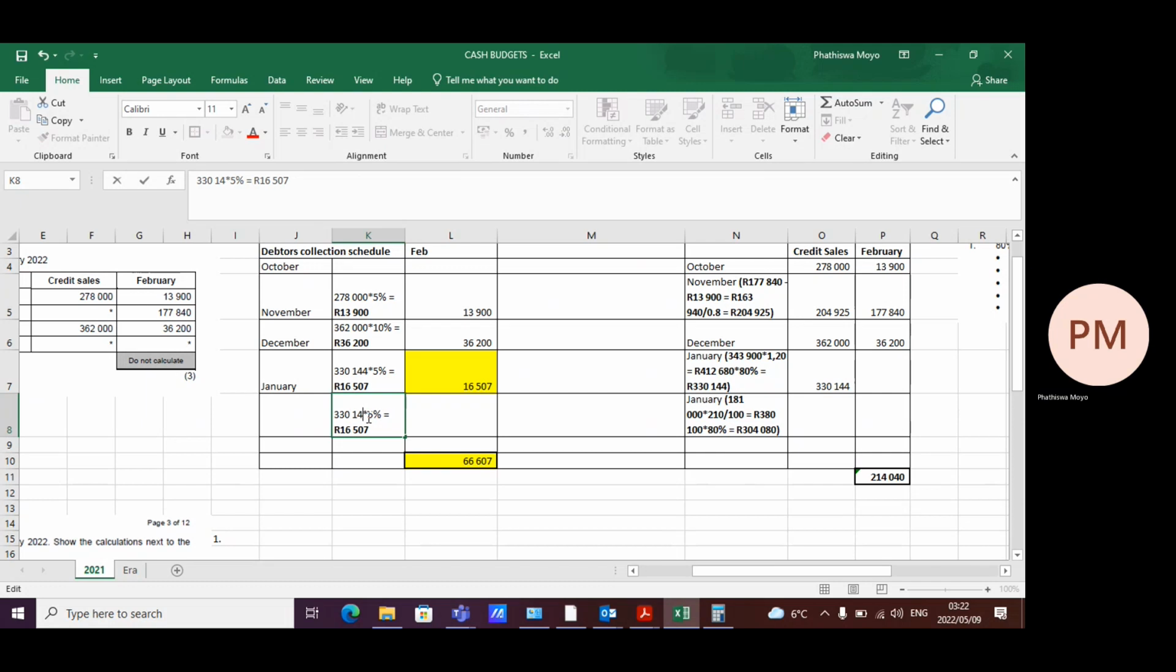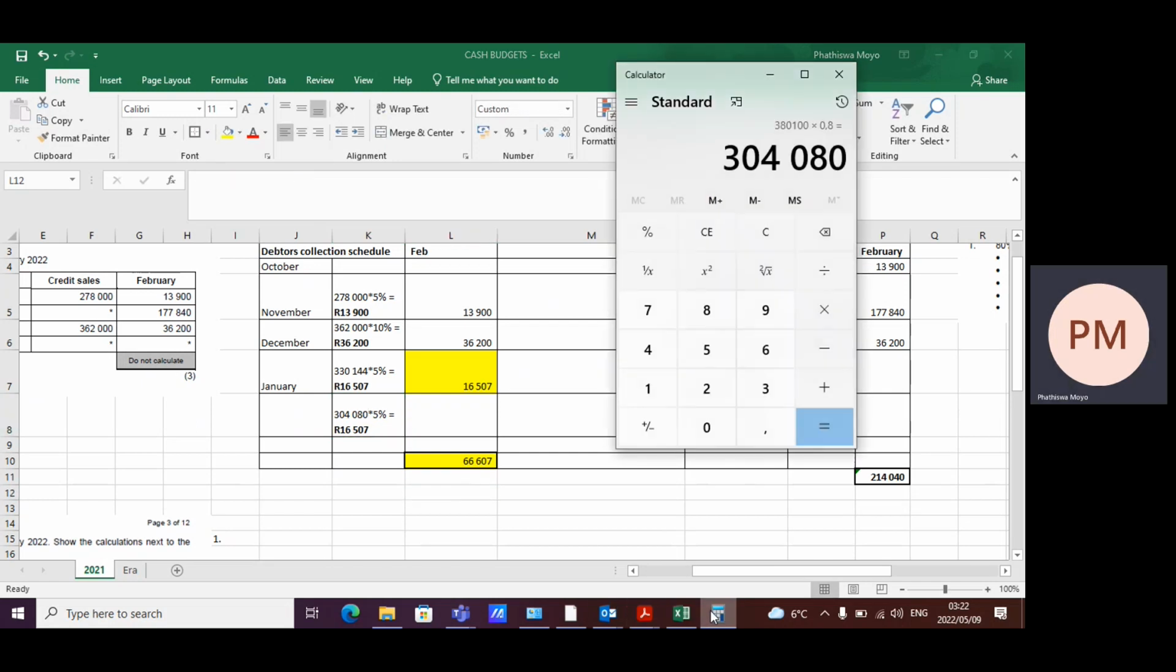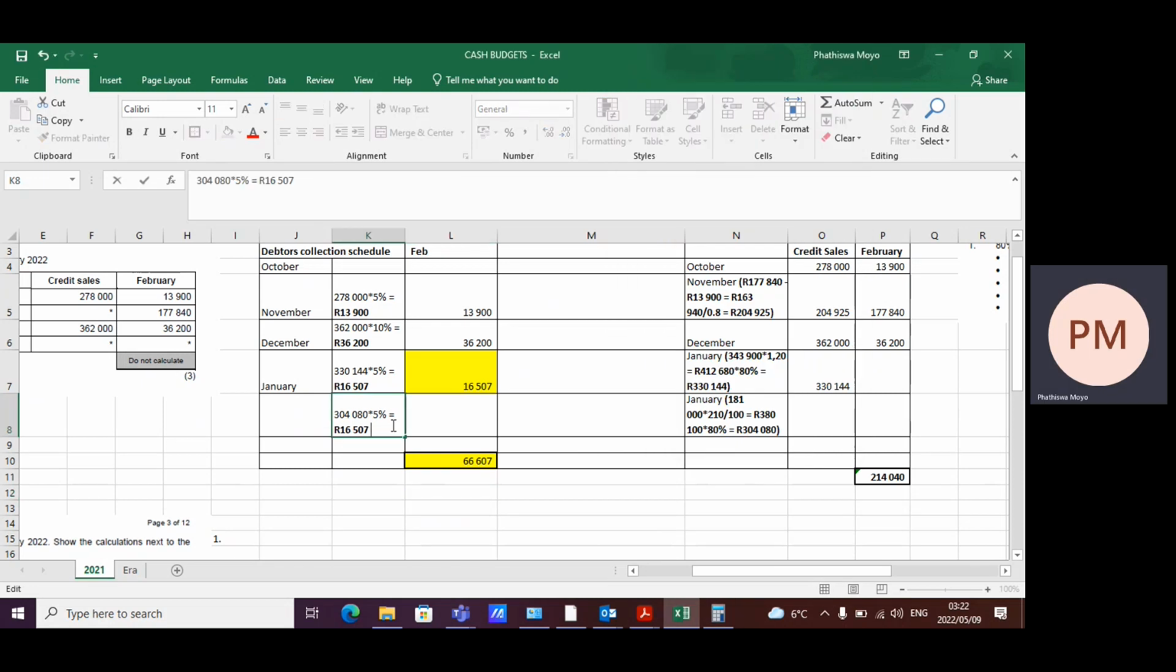So 304,080 times 5%, 15,204. Just see in the memo which one they chose. Okay.